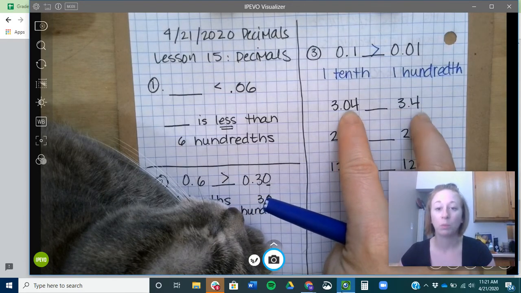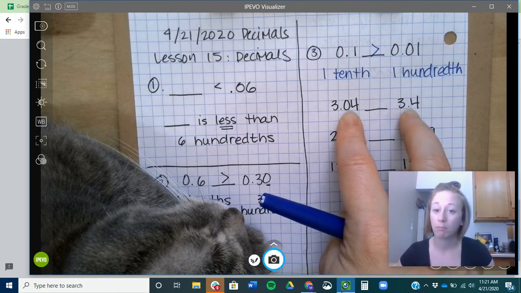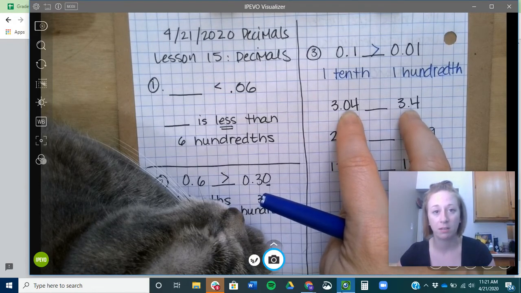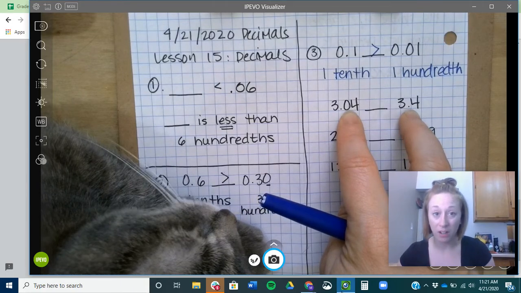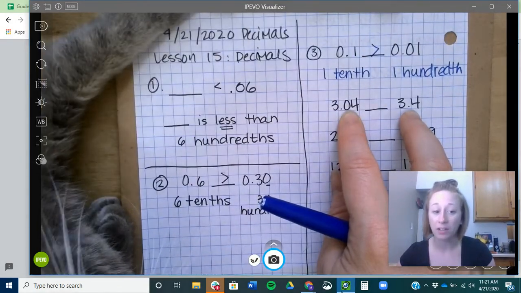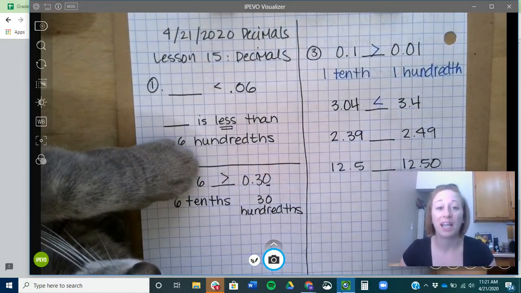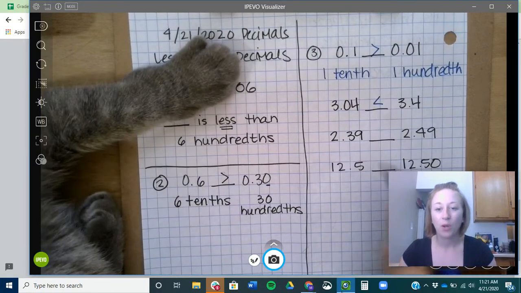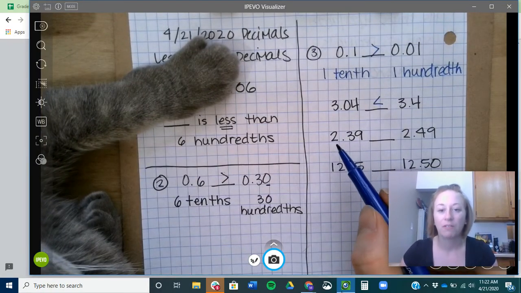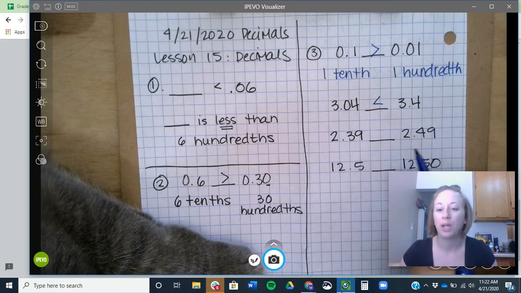Well, the next digit in the tens place is a 0. Well, the digit in the tens place over here is a 4. Well, let's just compare 0 and 4. So 0 tenths with 4 tenths. Well, we already know that 0 is less. So 3 and 4/100ths is less than 3 and 4/10. Go ahead and use the same strategy for the third option with 2 and 39/100ths and 2 and 49/100ths.